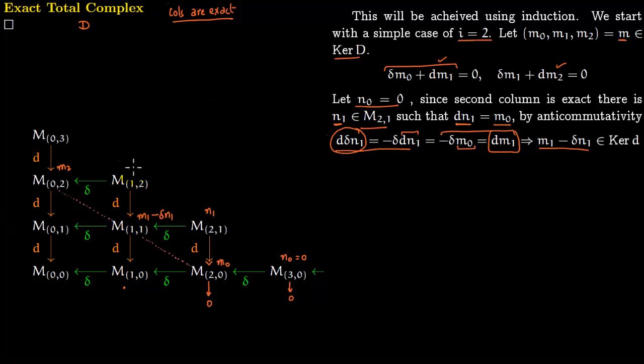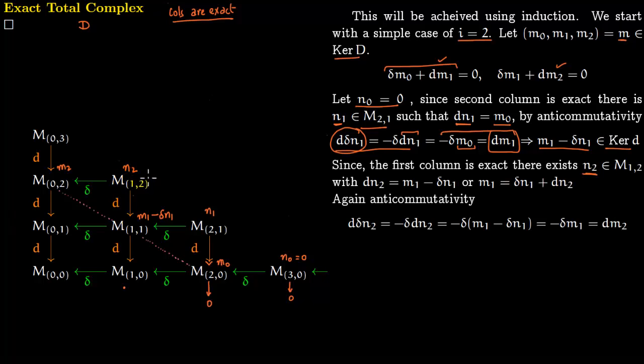Now since this is exact, we can lift this up. This lies in the kernel of D, so you can lift it up to say an element n2 here. So n2, you apply d to it, you get m1 minus delta n1. So d of n2 is m1 minus delta n1. You can do this because this column 1 is exact. So the first column is exact, so you can do it. Now you can rewrite m1 as, bringing this on the other side, delta n1 plus d n2. So again you use anti-commutativity. Now for element n2, first apply delta and then d.